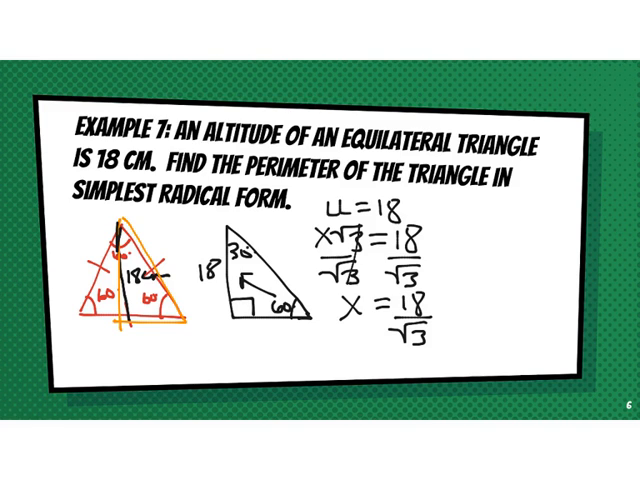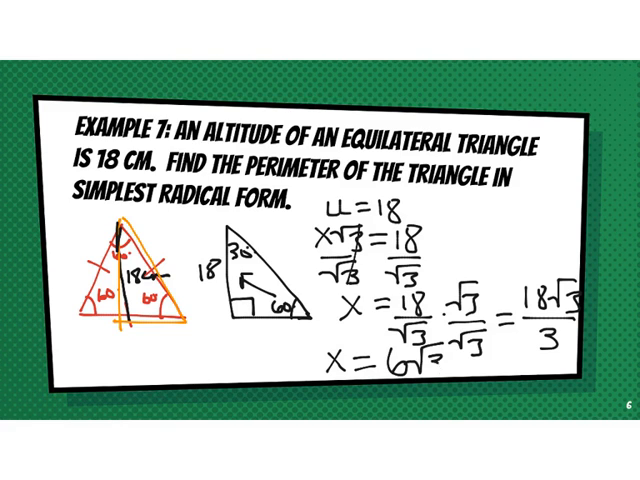Well, we have an irrational number in our denominator, so we need to multiply by the square root of 3 on the numerator and denominator to rationalize it. Now we have 18 square root 3 over 3. We just need to simplify the fraction 18 over 3, and we end up getting 6 square root 3. So 6 square root 3 is here. That's our short leg, so we just got x by itself. Remember, the general formula for the short leg is x.